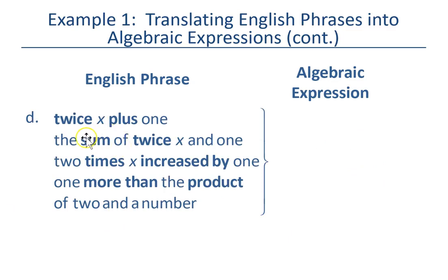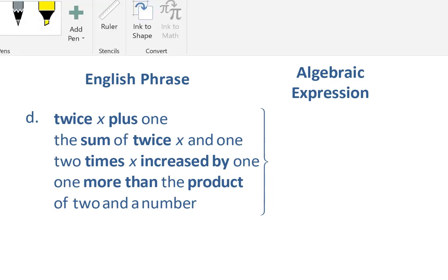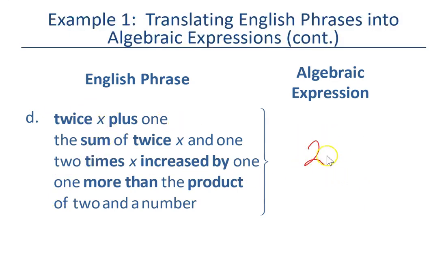Continuing on, we got twice x plus 1. Or we could also have the sum of twice x and 1, 2 times x increased by 1, one more than the product of 2 and a number. Once again, this is just going to be practice, practice, practice. Once I see twice, I always start thinking multiplication. So twice, that's going to be 2. Twice x. And then plus, there's my plus right there, and then 1. Pretty straightforward on that one.